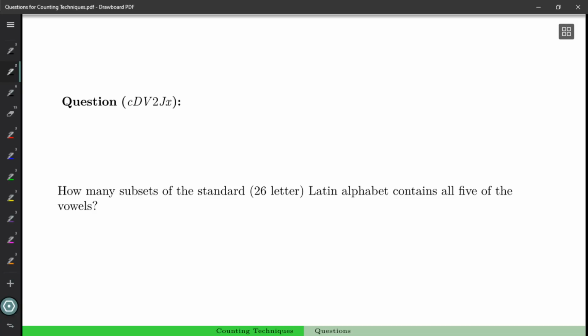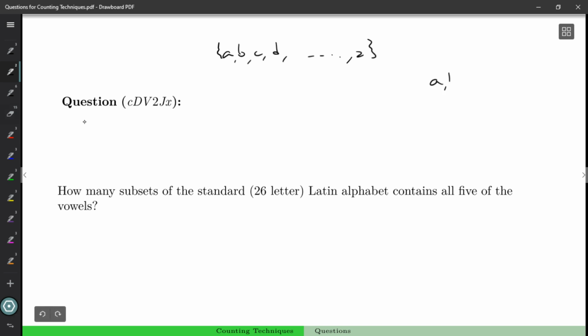How many subsets of the standard Latin alphabet contain all 5 of the vowels? In case you're not familiar with it, the Latin alphabet is the A, B, C, D, all the way up to Z that we've been working with and reading all of our questions with. So, from A to Z, and all 5 of the vowels, which vowels are we talking about?